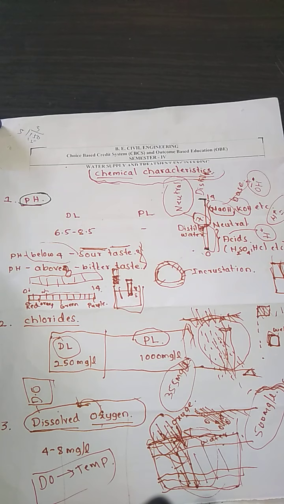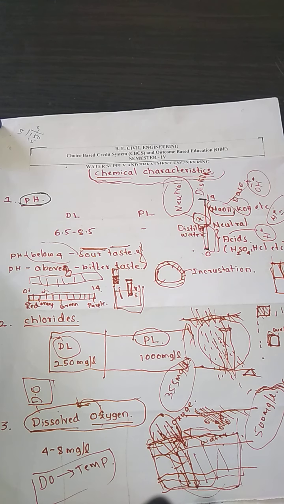In chemical characteristics, first we will see pH. What is pH? I have already told you in detail. Just we will see what its desirable and permissible limits are. The desirable limit for pH is 6.5 to 8.5, and there is no relaxation. There is no relaxation for the permissible limit.